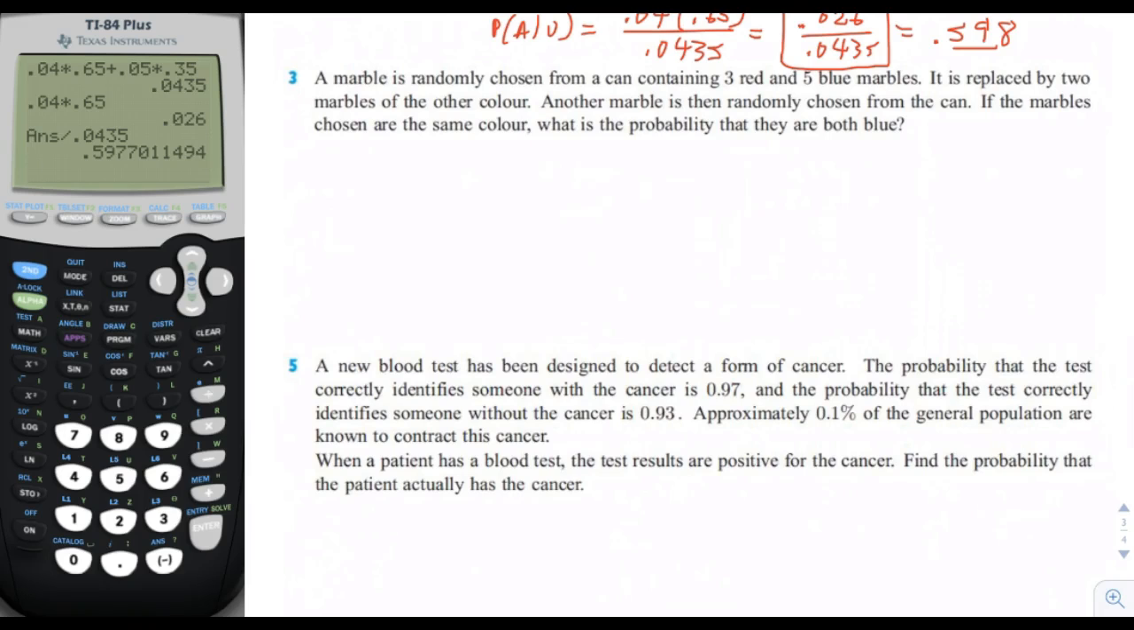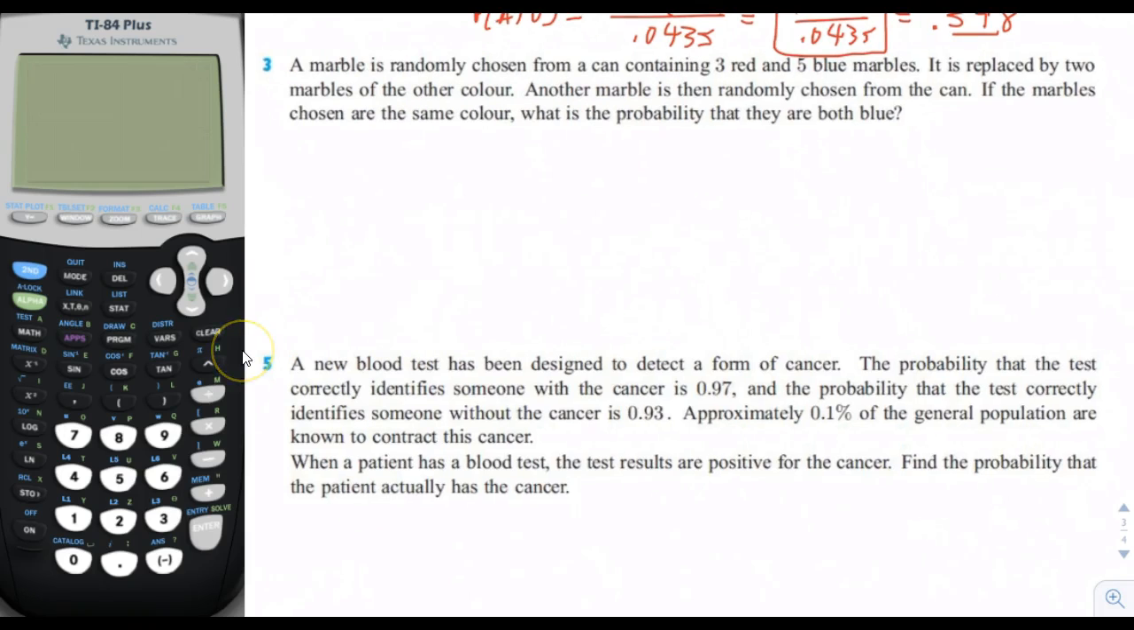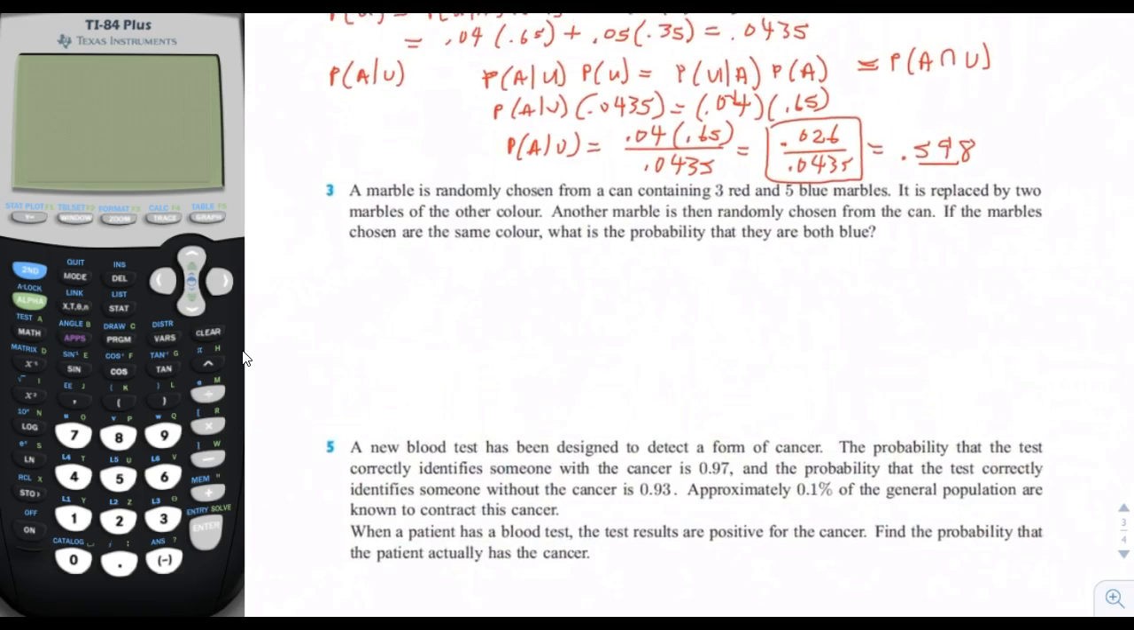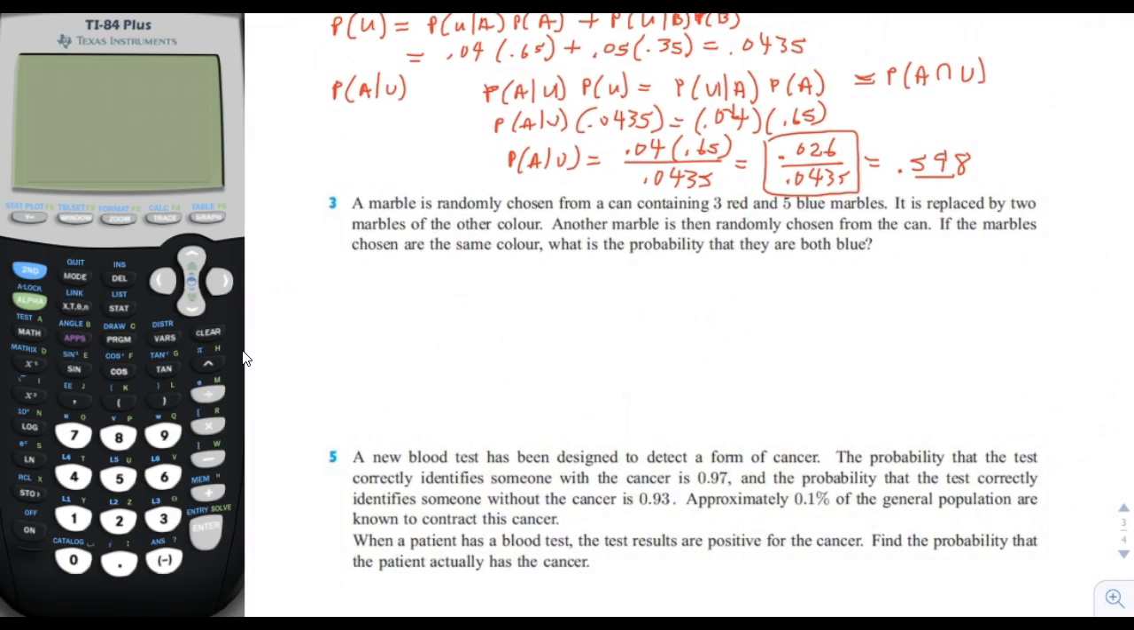Number 3. A marble is randomly chosen from a can containing 3 reds and 5 blue marbles. It is replaced by 2 marbles of the other color. Another marble is then randomly chosen from the can. If the marbles chosen are the same color, what is the probability they are both blue?